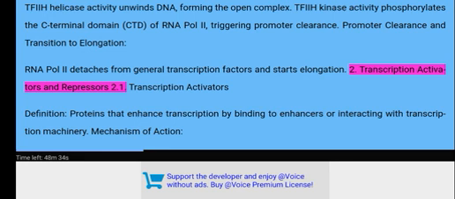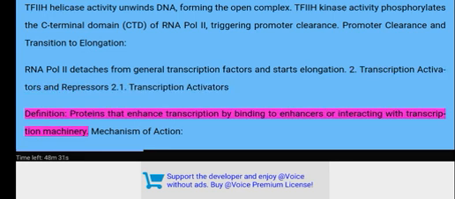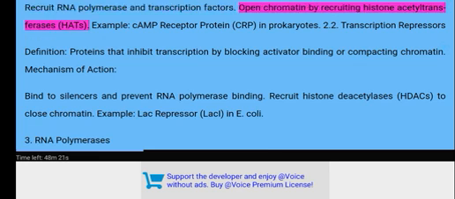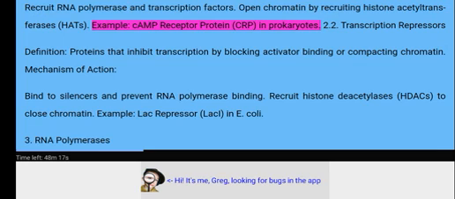2. Transcription activators and repressors. 2.1. Transcription activators. Definition: proteins that enhance transcription by binding to enhancers or interacting with transcription machinery. Mechanism of action. Recruit RNA polymerase and transcription factors. Open chromatin by recruiting histone acetyltransferases, HATs. Example: CAP, catabolite activator protein, also called CRP, cAMP receptor protein, in prokaryotes.